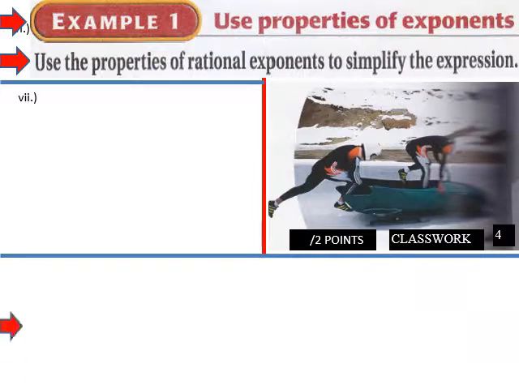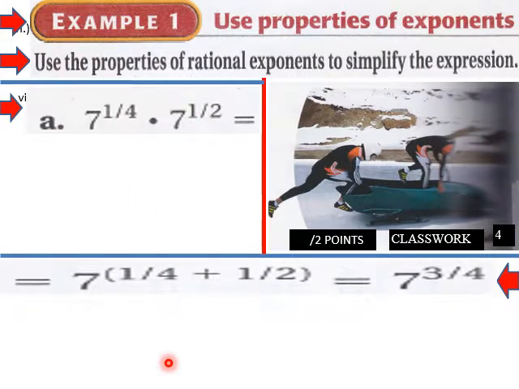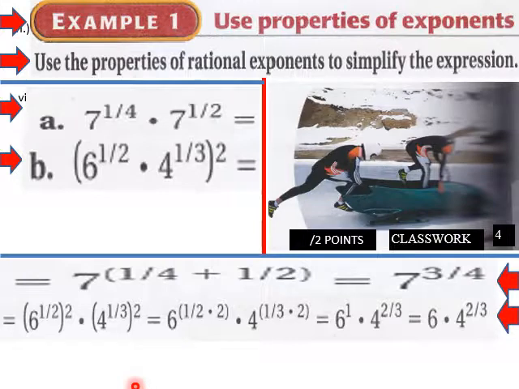Use properties of exponents. So we have rational exponents here. This is an example of the product of powers property, where we have the same base and we add our exponents, and they're fractions. And then this one here uses the power of a power property. So we multiply through, we multiply by 2 into our exponents here.